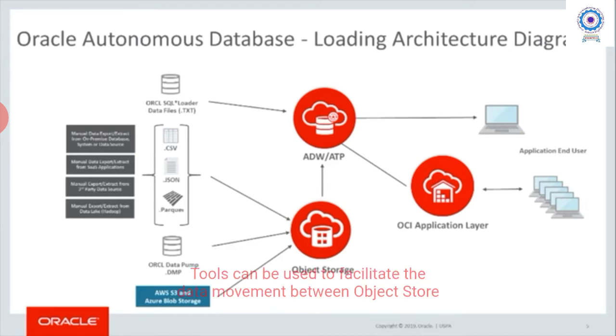Tools can be used to facilitate the data movement between Object Store and the database, for example, IMP, DP, and for export, DMP files from other databases, or Parquet, JSON, .csv format, among others. Depending on the amount of data to be loaded, either of these strategies would work.